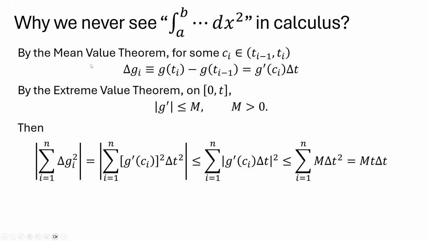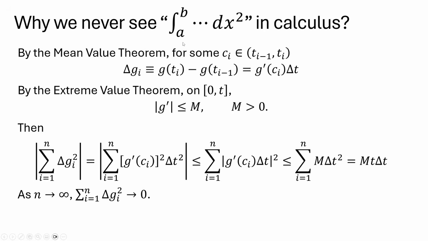Using the equation given by the mean value theorem. And next, we use the triangle inequality. The absolute value of a sum is no greater than the sum of the absolute values. And then we use the bound for g prime. So the whole thing is bounded above by the sum of M delta t squared, which is a sum of constants that equals M t times delta t. So as n tends to infinity, delta t tends to 0, and therefore the sum of delta g_i squared tends to 0. The second order contributions of the increments in g tend to 0.